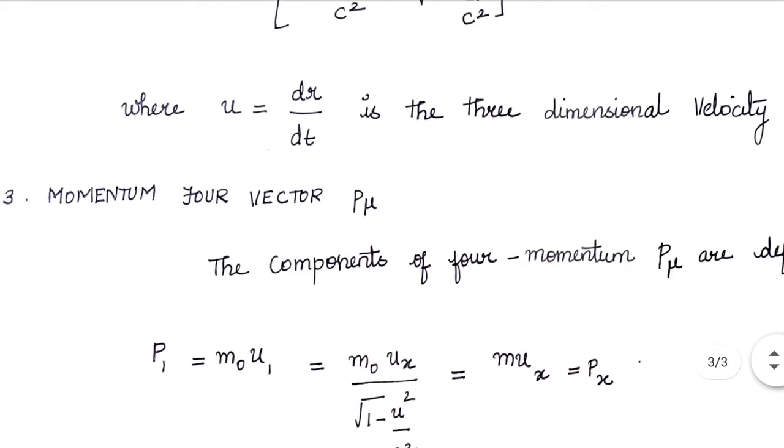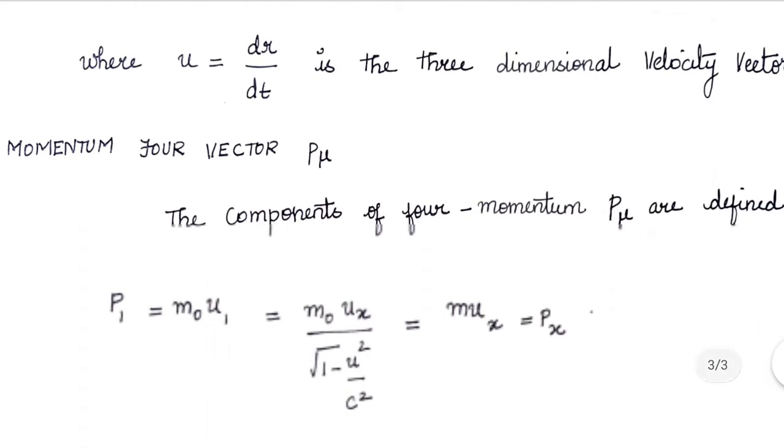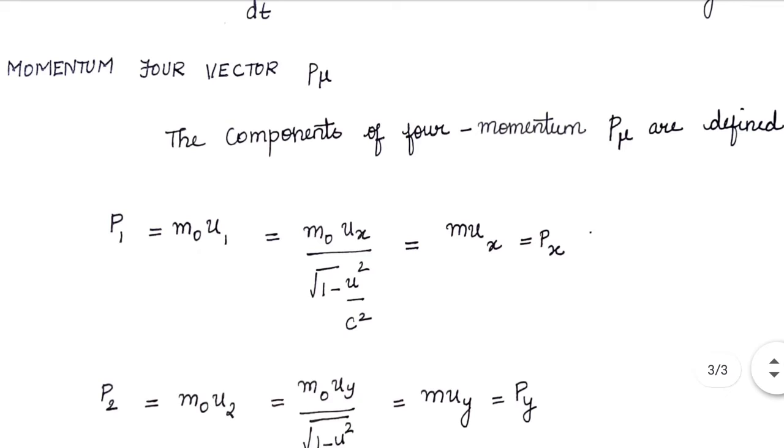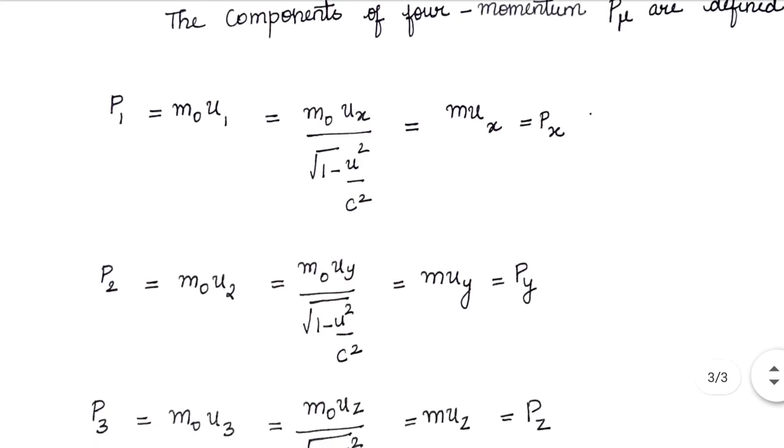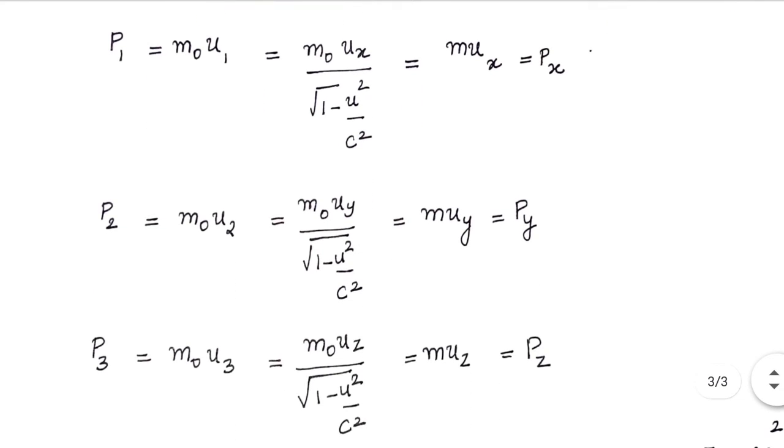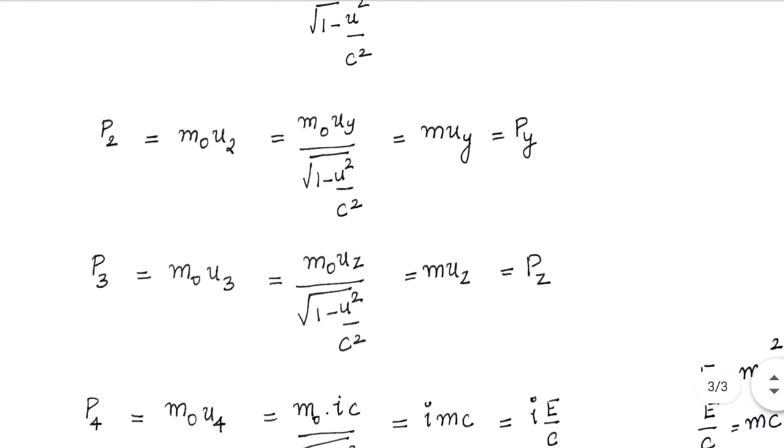Our third example is the momentum 4 vector. Again, the momentum 4 vector, which is represented by p mu, has four components, and we define them. p1 is equal to m naught u1. So the velocity here for the p1 component is u1. We know the value for it: m naught times u1, and u1 is ux divided by root of 1 minus u square by c square. By the variation of mass with velocity we know m is equal to m naught divided by root of 1 minus u square by c square. So it is replaced by m, so m into ux is equal to px. The same way p2 can be obtained as py, p3 can be obtained as pz.